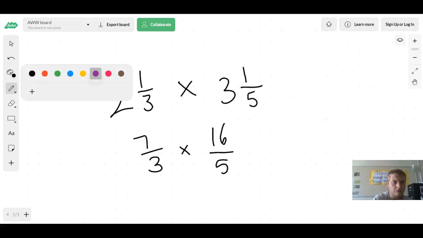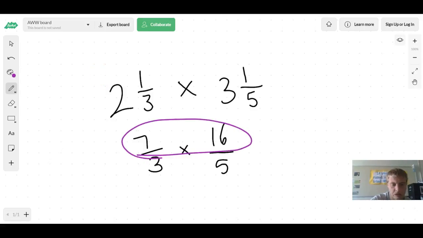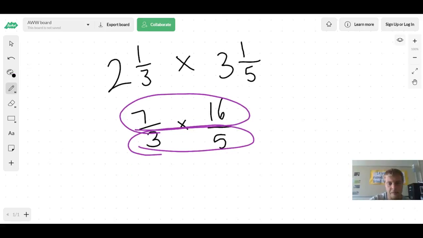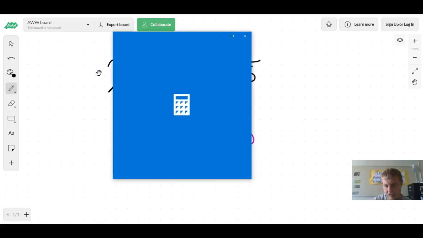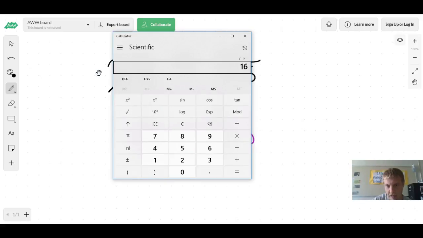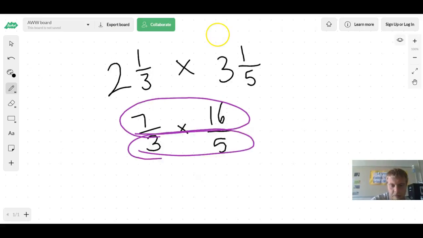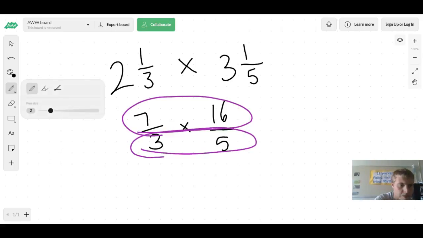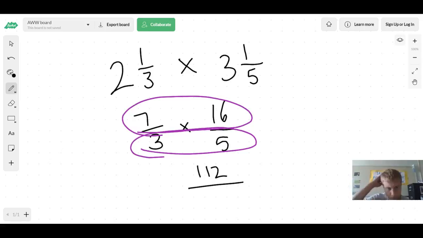How you end up multiplying fractions is you multiply the top numbers and you multiply the bottom numbers. That is going to end up giving us, and I have no clue what 7 times 16 is, so I'm going to take a calculator. That'd be 112 over 15. And this would be my final answer.